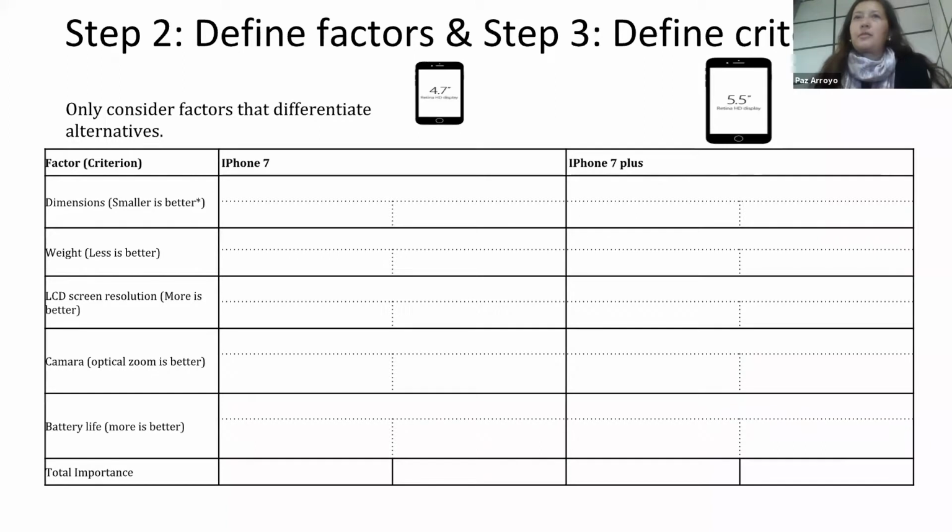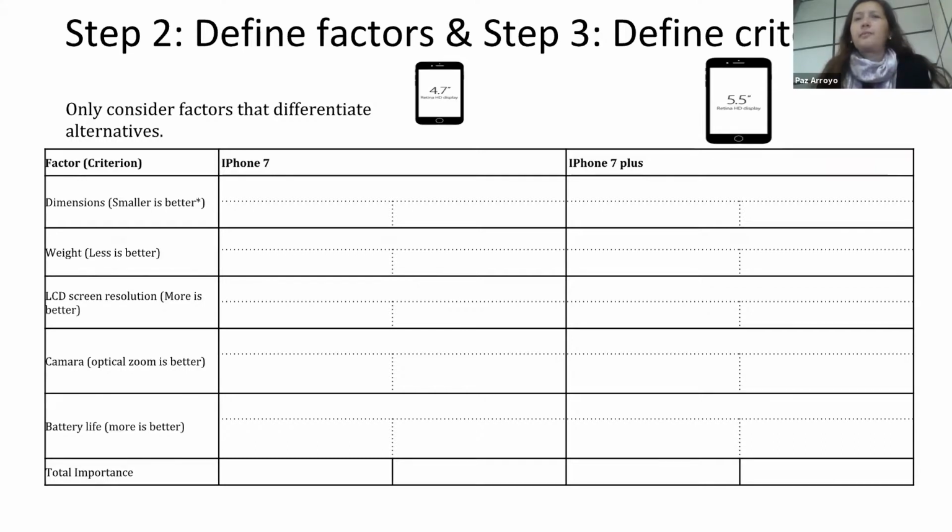So the first step, well, alternatives was step 1. Then we have to define factors and define criteria. What are the things that actually make a difference here? The dimensions, of course, how you're going to hold it, will make a difference, at least for me. The weight of both devices, the resolution of the screen, and then the camera, which was a big difference. One had optical zoom and the other didn't. The battery life is also different.